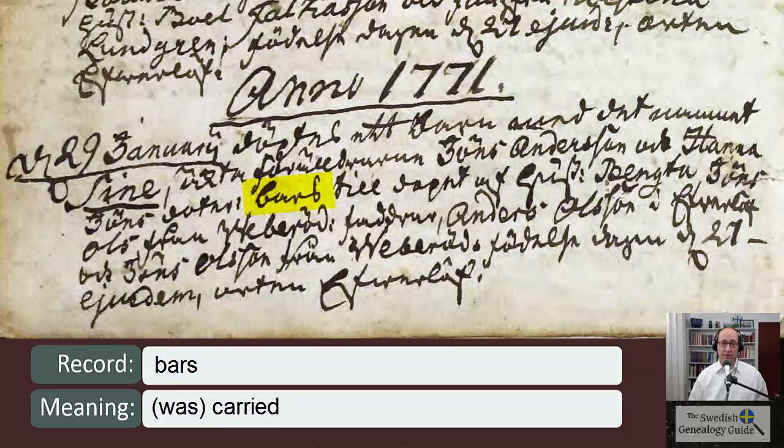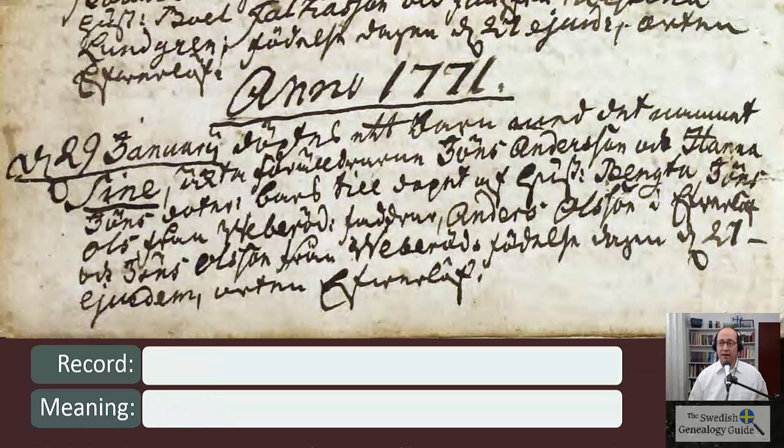The next word is bars, B-A-R-S, which means was carried. And then the next word is till, T-I-L-L, meaning to. And then we have the word dopet, D-O-P-E-T, meaning the baptism. And then we have the word av, which is A-F. And then we have an abbreviation, H-U, and there's the mark over the U to help us identify that, S-T, which stands for hustru, meaning wife, or in this case, Mrs. And her name is Bengta.